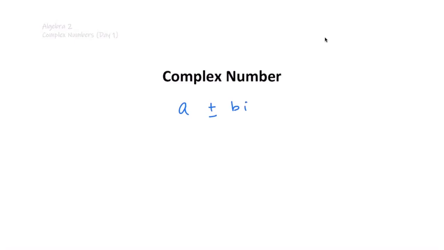Now, what makes it very complex? What makes it complex is that we have two components of this complex number. The first component is this part that's called the real number part. And then the other component, which will be the focus of today's lesson, is the second part, and that is known as the imaginary number.